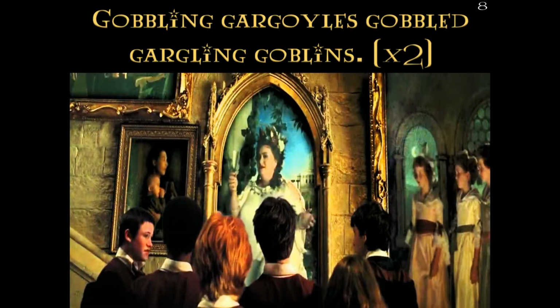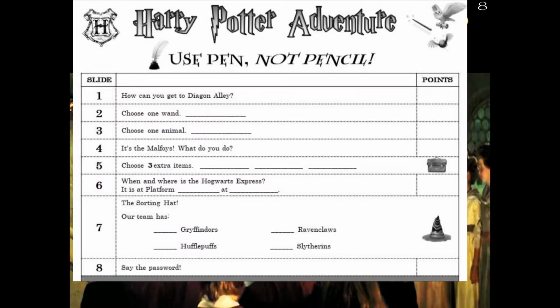So have each of the houses, each of the teams, say this password, which is a tongue twister, very fast, and you decide who said the actual password the best, clearly, in the most amount of time. And write down on slide 8 on the handout who won.